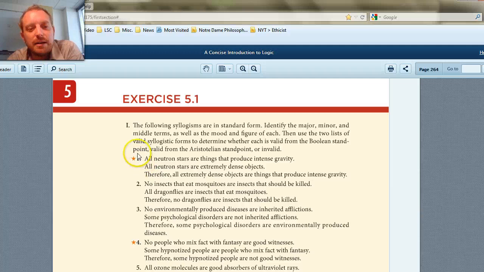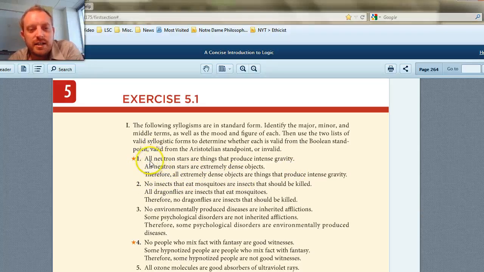So let's take a look here. The following syllogisms are in standard form. So all we have to do here is identify the major, the minor, and the middle terms, as well as the mood and figure of each. Then use the two lists of the valid syllogistic forms to determine their validity. Okay? Let's just start with this first one. Usually the first ones are easy. They get harder and harder.